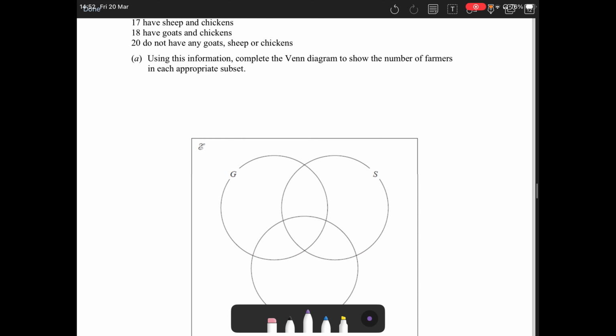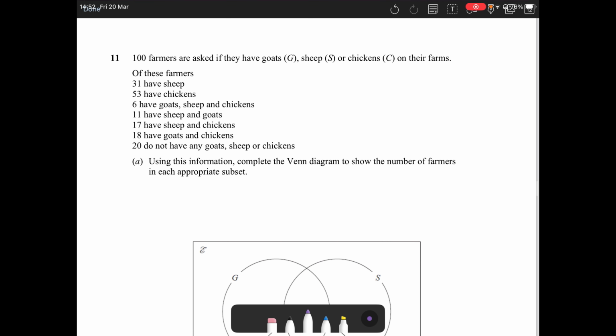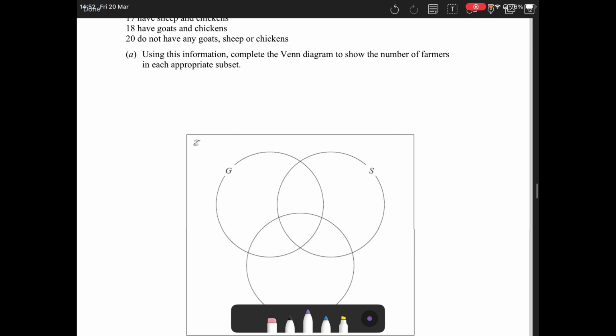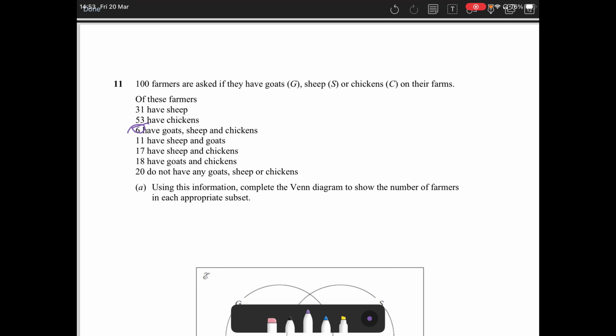Right, Venn diagrams always start from the very, very center. So they're bamboozling you with numbers. Always go with the very center where all 3 meet. So that's 6 in the very center. Then obviously look at the overlap. So with Venn diagrams, always start from the middle and work your way outwards.